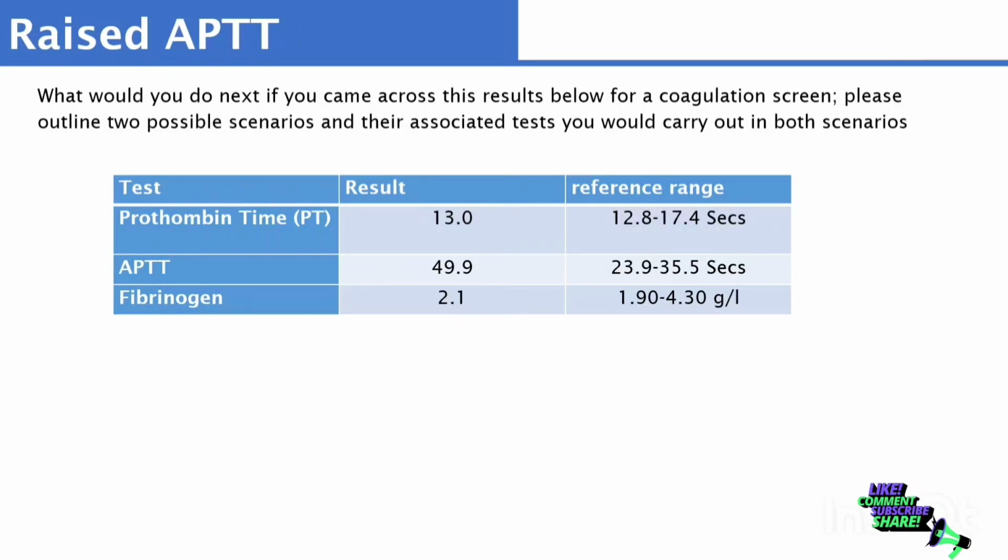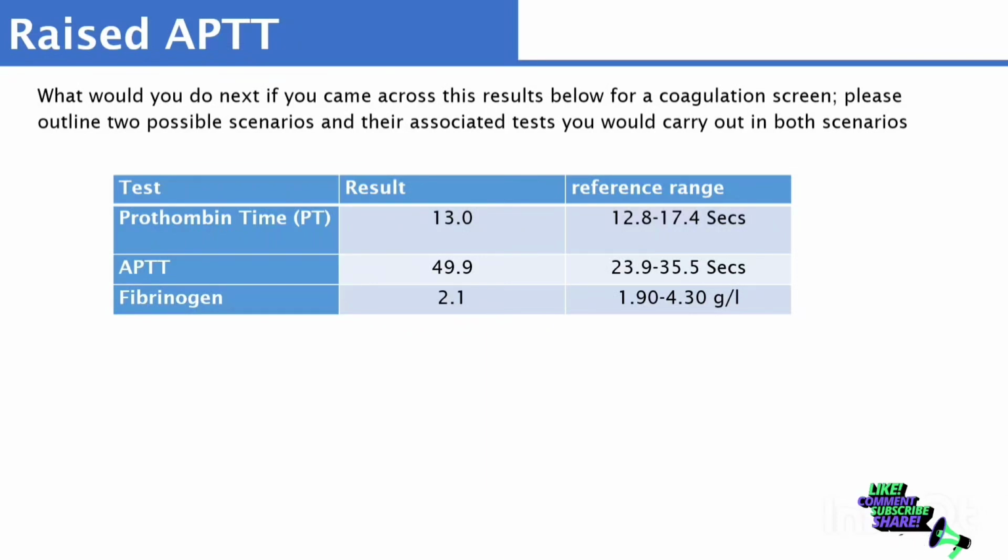The second thing is, that's what you do next when you come across this result. Then outline the two possible scenarios that these results present to you. Then mention any associated tests you may carry out in both scenarios. So first of all, let's look at the results. Then we can talk about what we can do next, look at the possible scenarios, and then the possible tests that may be associated with this.